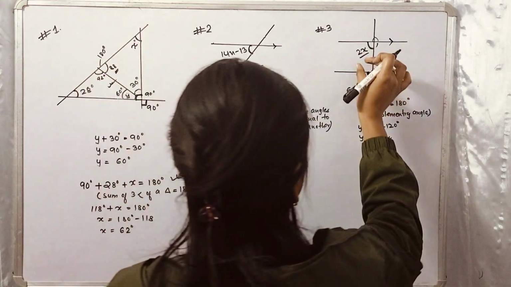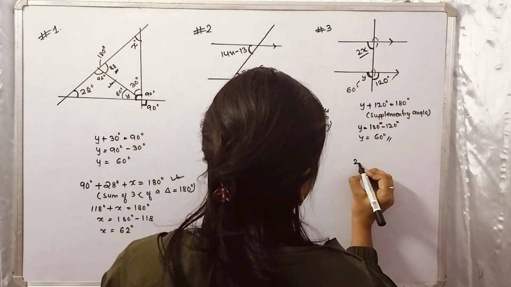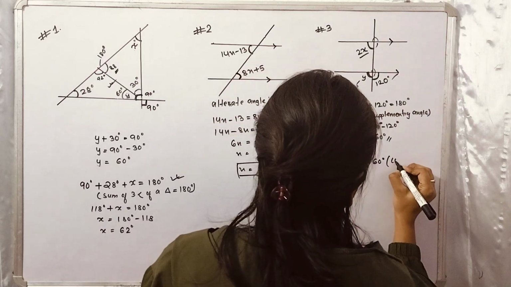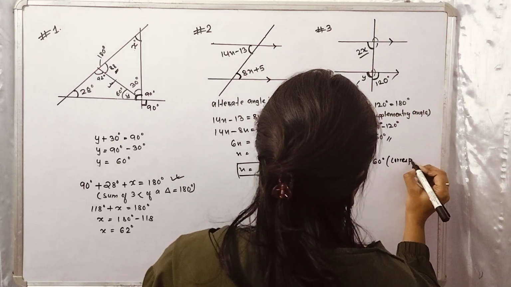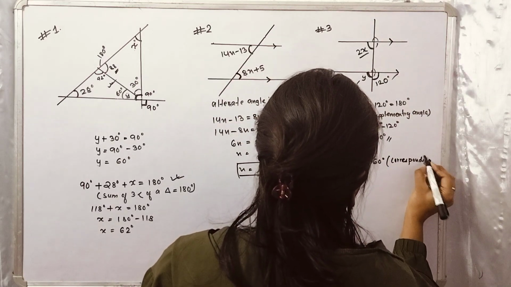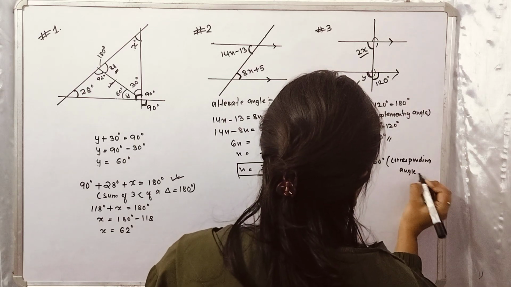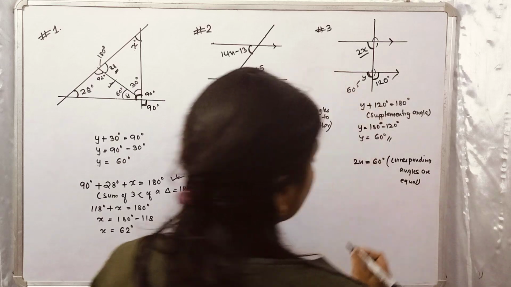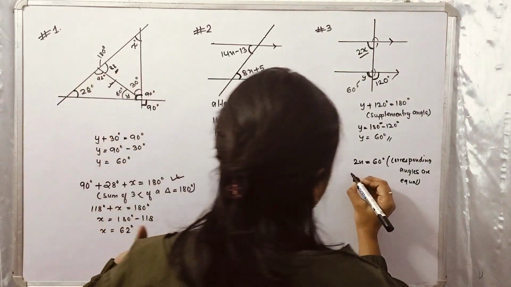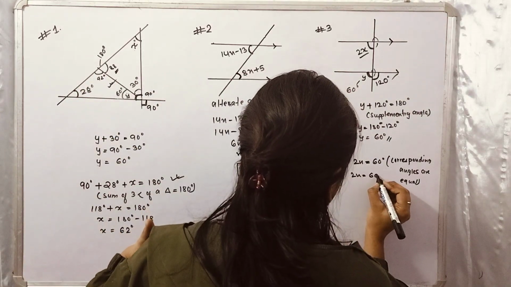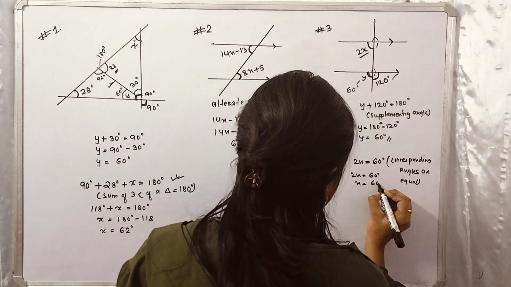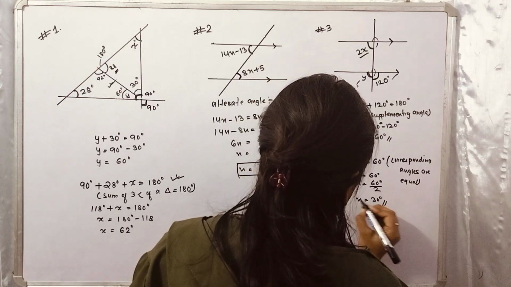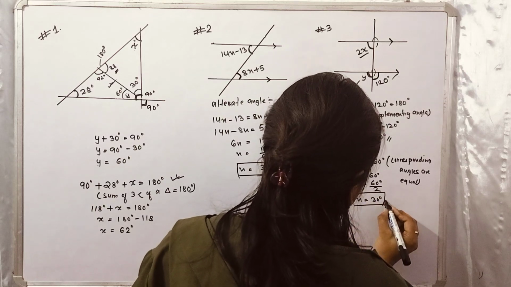So here 2x equals 60 degrees. What is the reason? Corresponding angles. Fine. Corresponding angles are equal. So now 2x equals 60. x equals 60 degrees divided by 2. So x equals 30 degrees. So we got the value of x as 30 degrees.